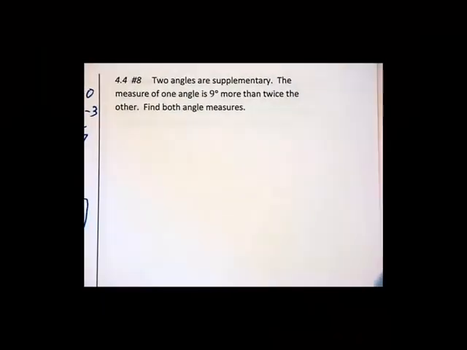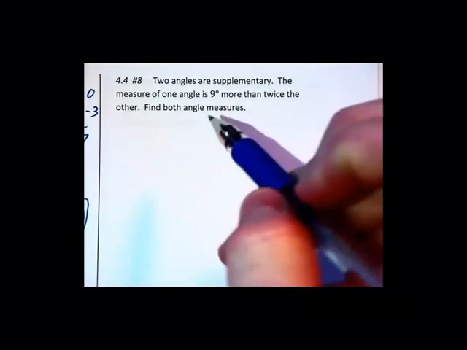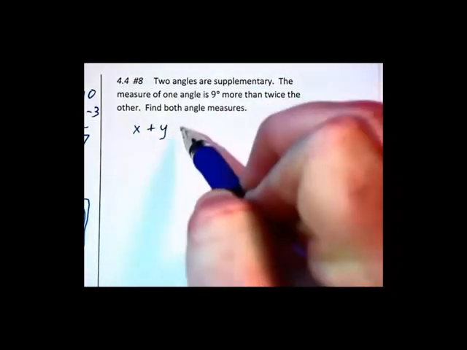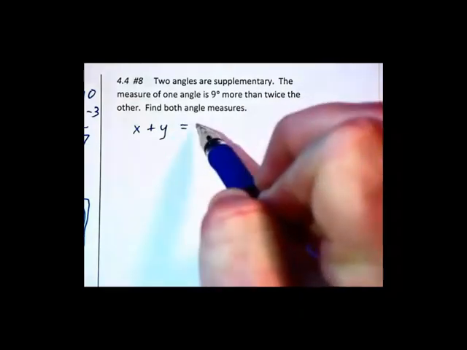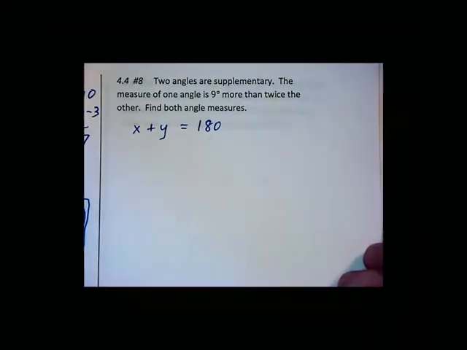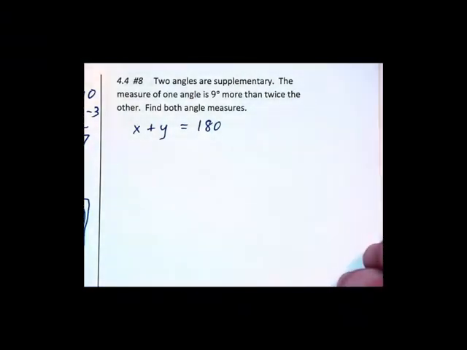Moving on to the next problem here, it looks like we've got a problem dealing with angles. Two angles are supplementary. You need to remember that supplementary angles add up to 180 degrees. So we have x plus y is equal to 180. Don't get that word mixed up with the word complementary. Complementary angles add up to 90 degrees.